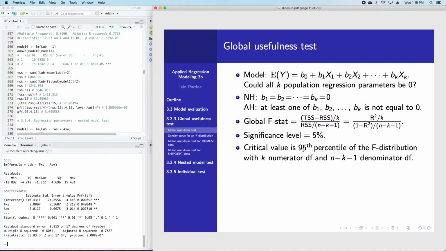An F test is always upper tailed. So for a 5% test, we put 5% in the upper tail and we look for the 95th percentile to define the rejection region.